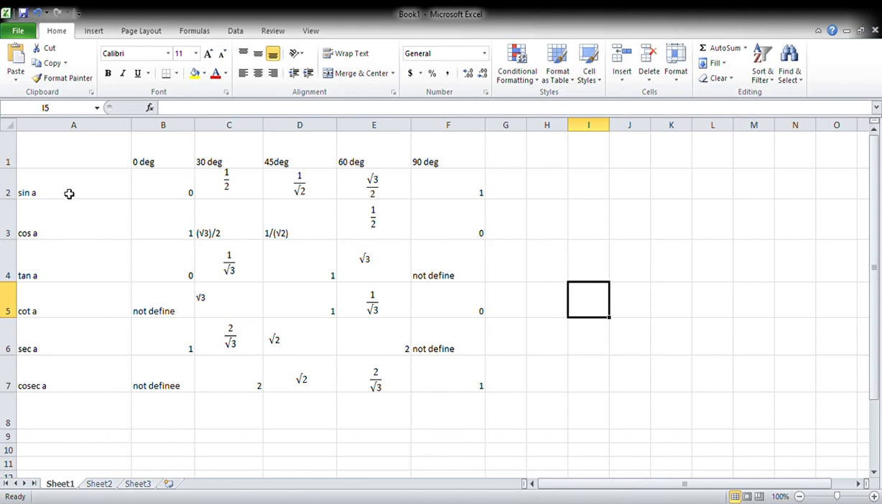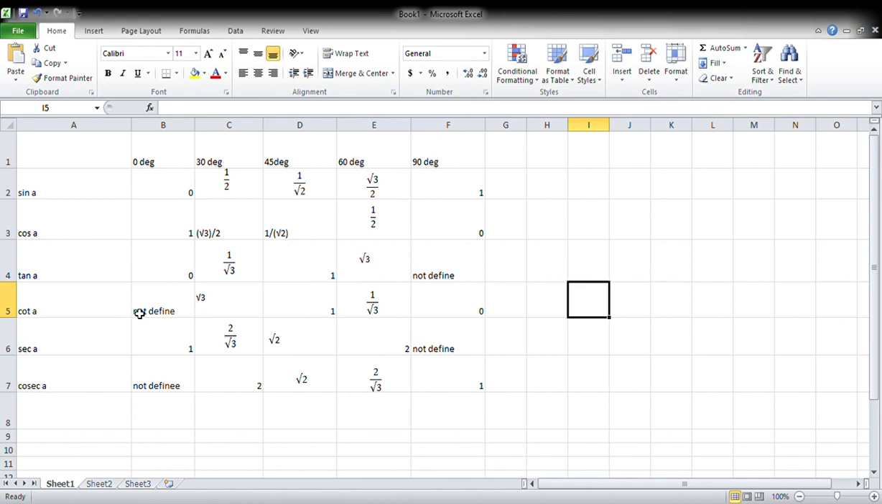Tan is sine theta divided by cos theta. 0 by 1 is 0. Half, 1 by 2, divided by root 3 by 2 comes to 1 by root 3. Again 1 by root 2 divided by 1 by root 2 comes to 1. Root 3 by 2 divided by half is root 3. Then 1 by 0: any value with 0 in the denominator should be not defined.